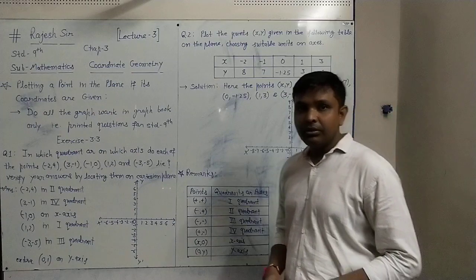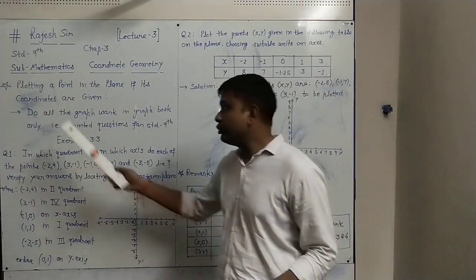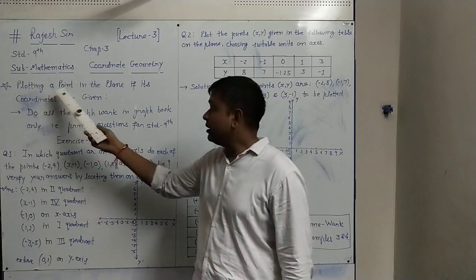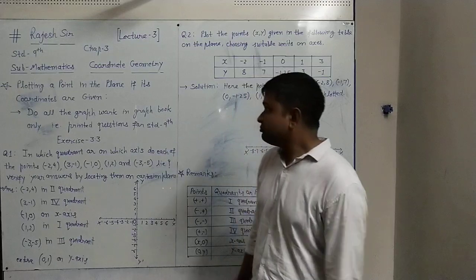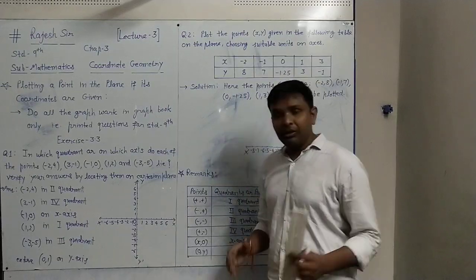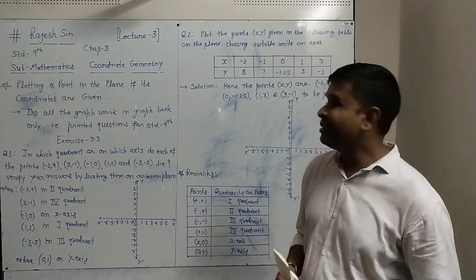In the last lecture we saw exercise 3.2, and now we have a new topic: plotting a point in the plane if its coordinates are given. Means a plane will be there, and in that we have to plot the given points.